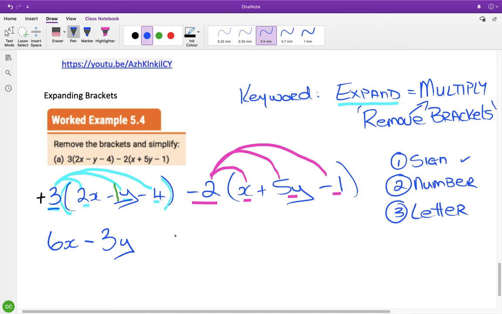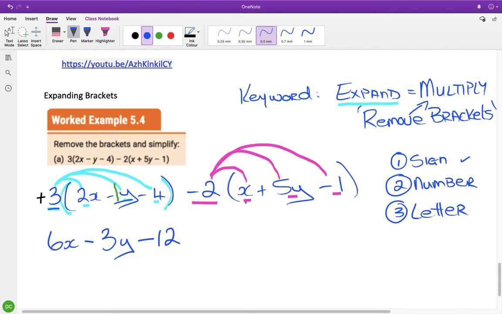Next one is the 3 with the minus 4. Number one, start with signs. I have a plus here and a minus here. Different signs mean minus. Numbers are next. 3 by 4 is 12. And letters last: there's no letter on the 3 and there's no letter with the 4, which means there's no letter with my answer. So that's the first bracket done.